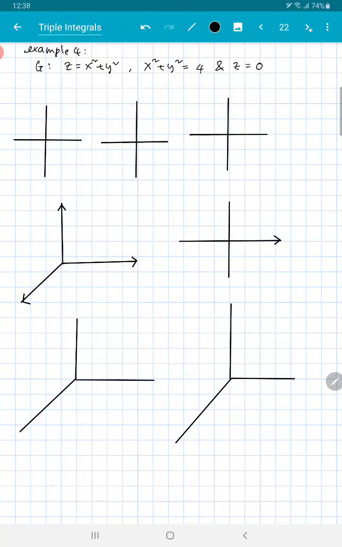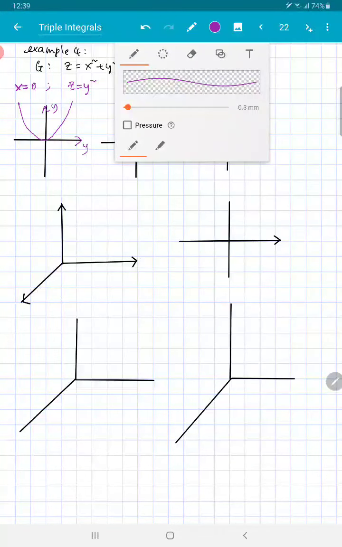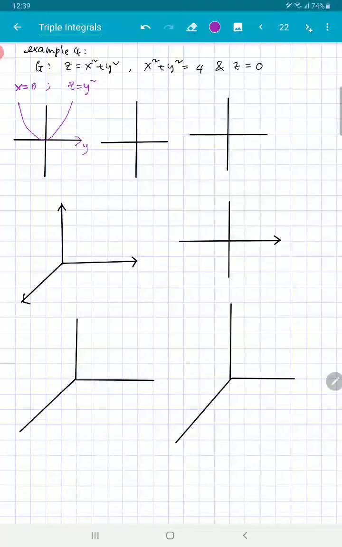Now let's look at what the view of your solid would be from the front. From the front, you let x equals 0. So when you let x equals 0, then your equation here would be z equals y squared. If you plot that on the yz plane, what you get is a parabola that opens upwards. So this is the view on the yz plane. So you have a parabola opening upward. This is the view from the front.